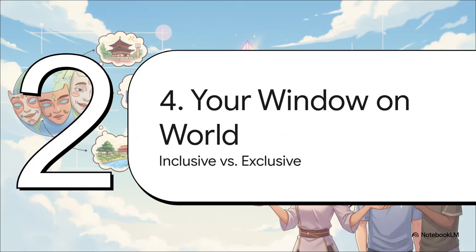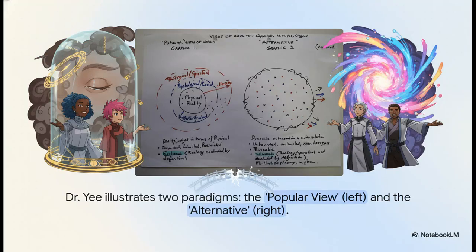And just like science uses models to understand reality, every single one of us has our own internal model for how the world works. And Dr. Yi has a name for this, our worldview. Now, Dr. Yi presents 2 fundamentally different ways we can frame our reality. She calls them the popular view and the alternative paradigm. And you can just see from the pictures they are total opposites.